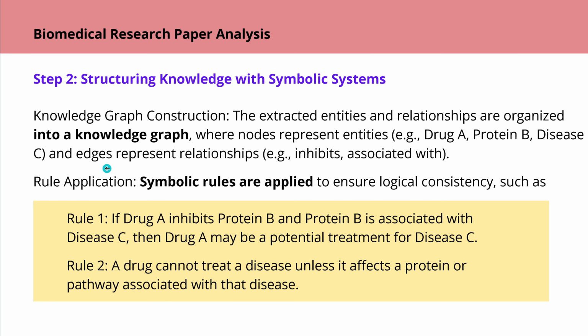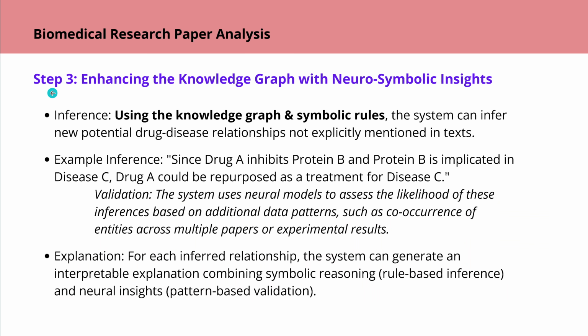And rule application follows now. Symbolic rules are applied to ensure local and logical consistency in our subgraphs, and maybe we are also able to calculate the complete graph structure. Step 3, enhancing the knowledge graph with our neuro-symbolic insights. So using the knowledge graph and the symbolic rules, either that we know in a domain, or, I will talk about this in a moment, that we can deduce from the data.